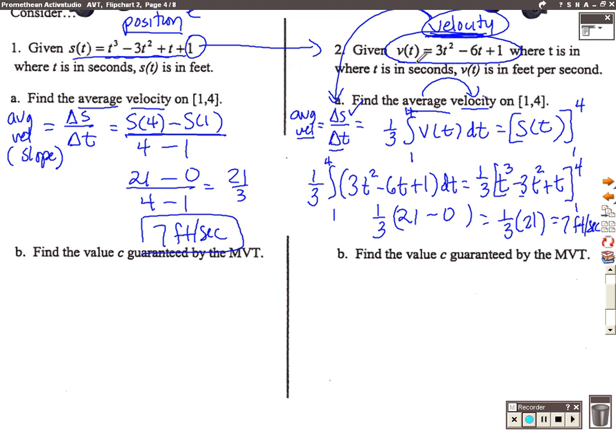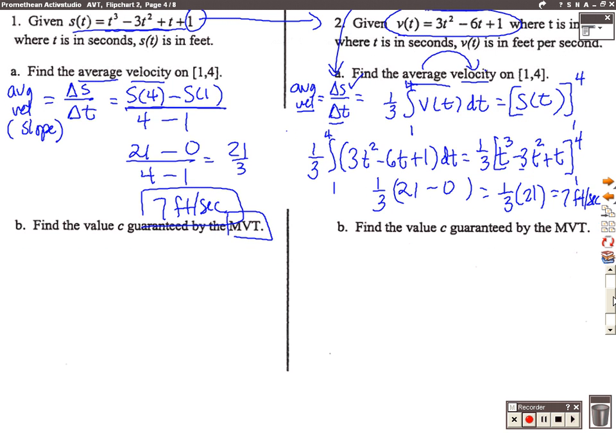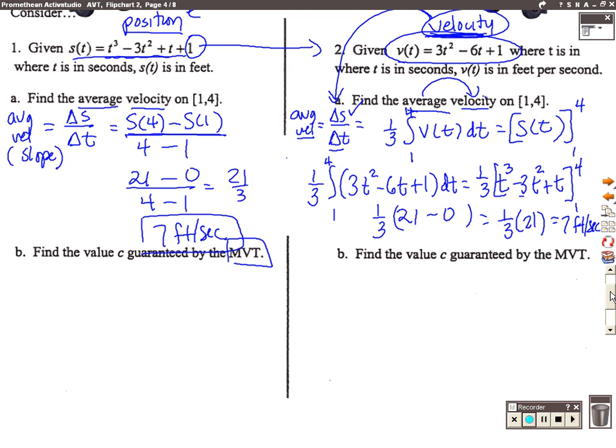Now let's look at question B. Question B goes back to a while back. They're asking us to find the value c guaranteed by the mean value theorem, because mean value and average value are very connected to one another, and I'm going to show you the connection in just a minute. So let's take a look at the mean value theorem for this function right up here. Mean value theorem says that somewhere the average rate of change is equal to the instant rate of change. So I'm going to find the average rate of change.